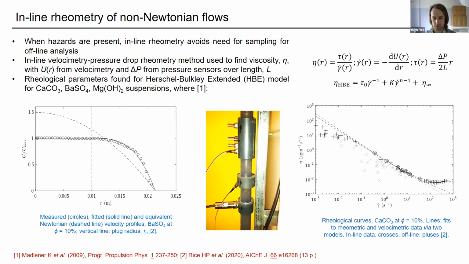So we used a combination of acoustic probes and pressure sensors, and that allowed us to calculate the viscosity, which is shown on the right, as a function of shear rate, which is related to the flow velocity, which varies across the pipe. And we applied this model, the HBE, which is a Herschel-Bulkley extended model, and we got very good agreement between inline and offline rheometry, which we did with a non-hazardous substance just for validation.